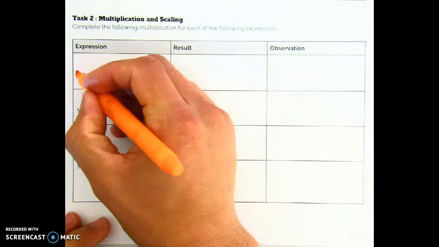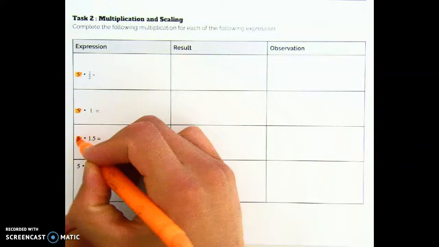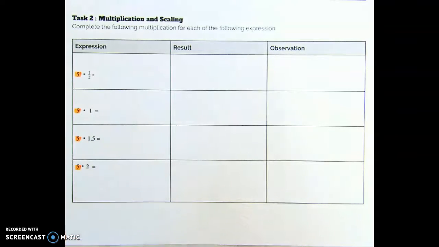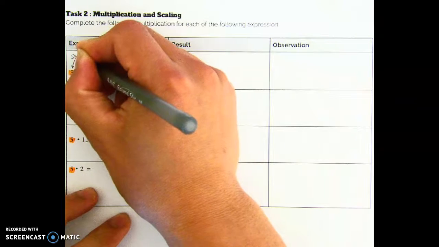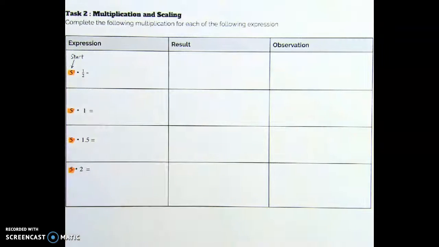So the start number is always 5. That's what we're going to call the start. Then it's being multiplied by a different number each time. That is what we're going to call the factor.